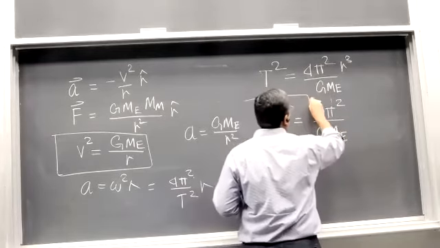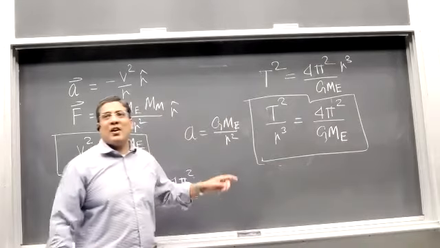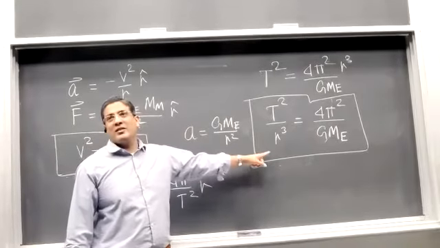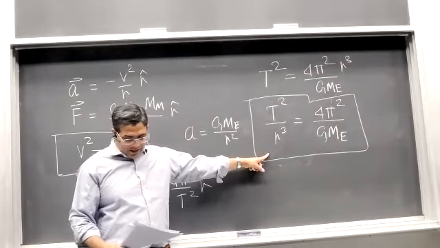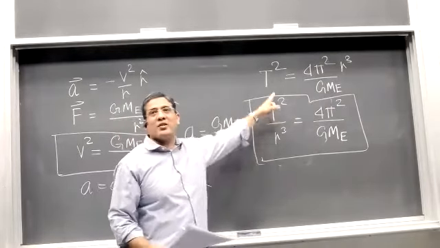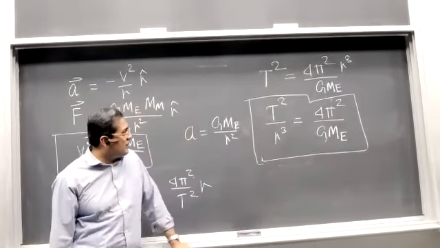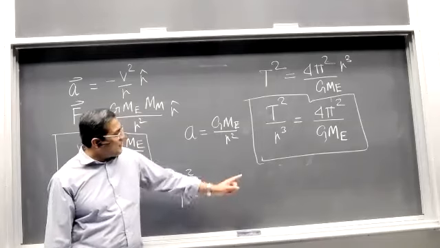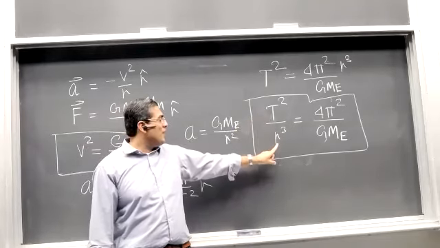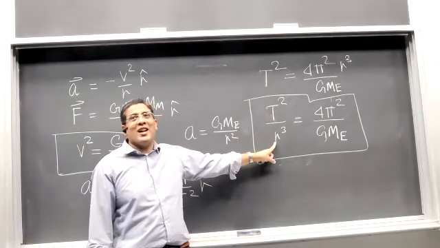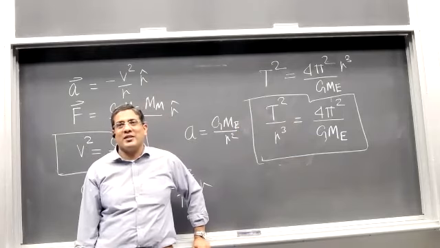And this is the special case of Kepler's third law. Okay? This is Kepler's third law. And why is it a special case? Because we are taking a circular orbit. What Kepler says is that the ratio of the square of the time period to the cube of the radius of a circular orbit is constant for all planets.